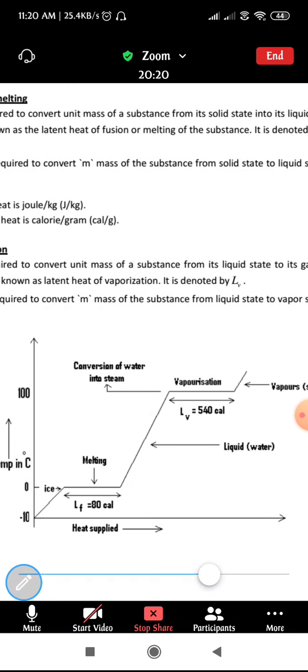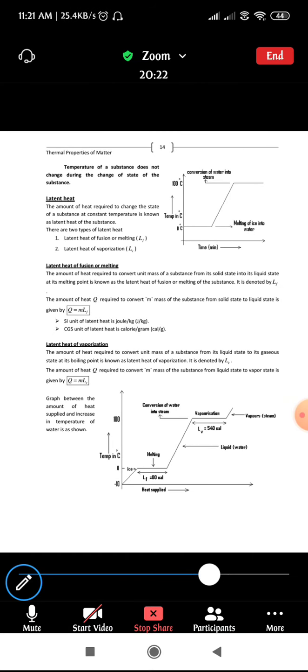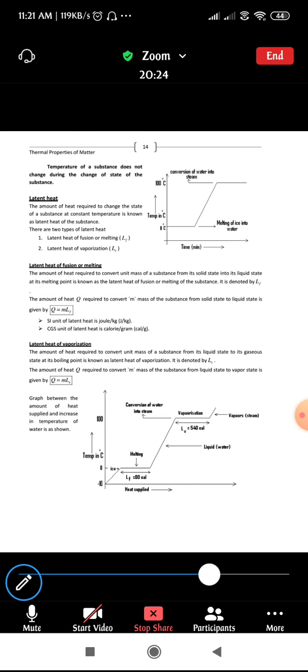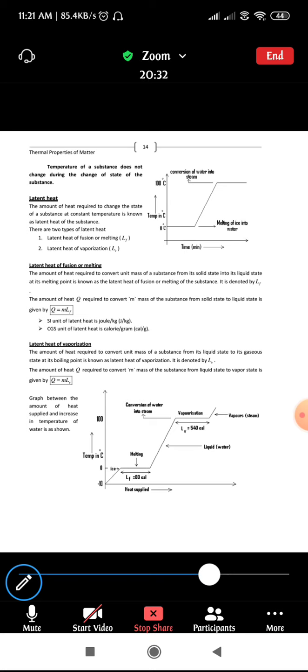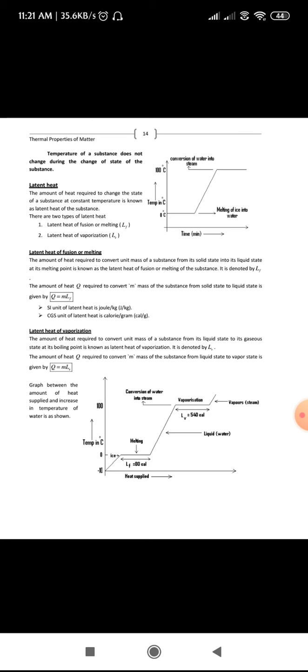So do one thing, just go through the latent heat of fusion, then the latent heat of vaporization, then the graph. I'll give a few minutes, just go through. In case you have any doubts, please let me know. Everyone go through the latent heat.